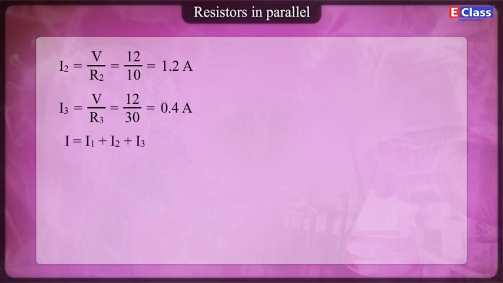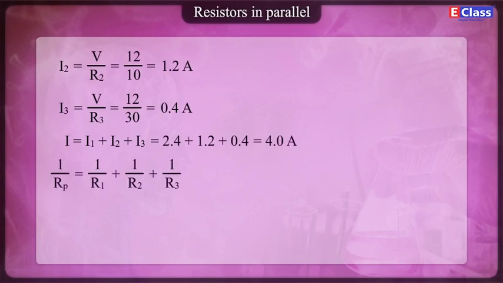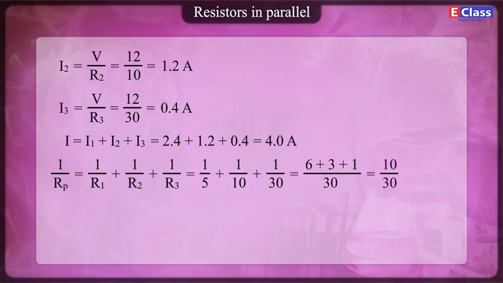I is equal to I1 plus I2 plus I3, which is equal to 2.4 plus 1.2 plus 0.4, which is equal to 4.0 ampere. 1 upon Rp is equal to 1 upon R1 plus 1 upon R2 plus 1 upon R3, which is equal to 1 upon 5 plus 1 upon 10 plus 1 upon 30, which is equal to 6 plus 3 plus 1 upon 30, which is equal to 10 upon 30, which is equal to 1 upon 3.